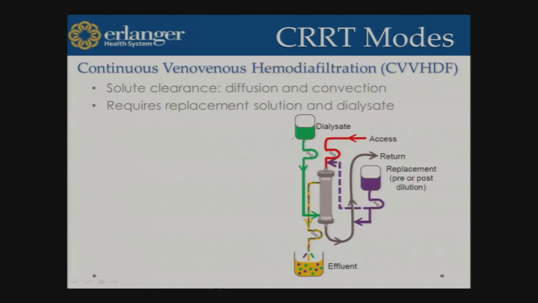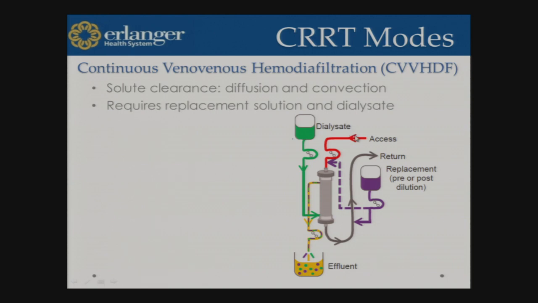So when we combine those two, continuous veno-venous hemodiafiltration, we have both a convective and a diffusive method of solute clearance. Okay, so this will require the replacement solution for the convective clearance and a dialysate for the diffusive clearance. This is the type of CRRT that we run here at Erlanger 99% of the time.